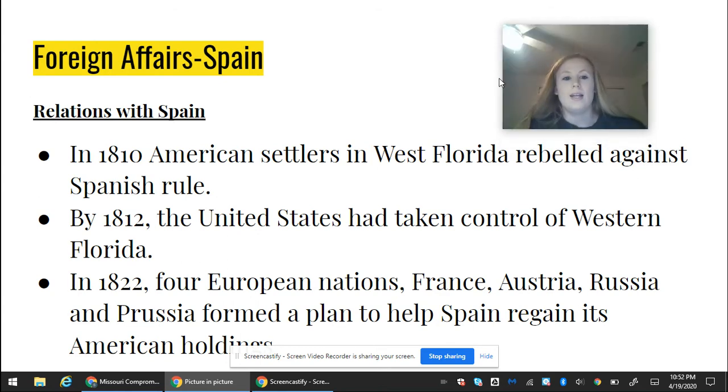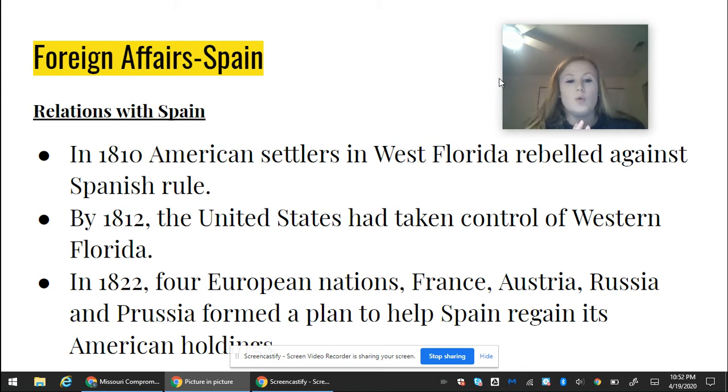Now, Spanish foreign affairs. All the way back in 1810, American settlers in West Florida rebelled against Spanish rule. Okay, we know right now that the Spanish ruled Florida. So, when 1810 rolls around, now the American settlers are getting frustrated and they're revolting against the Spanish in West Florida. By 1812, the United States had taken control of West Florida. Okay, so it only took 2 years for us to control West Florida.